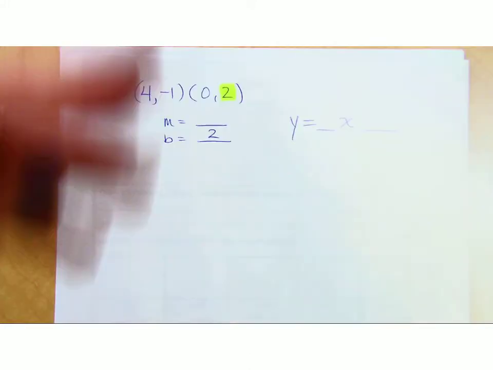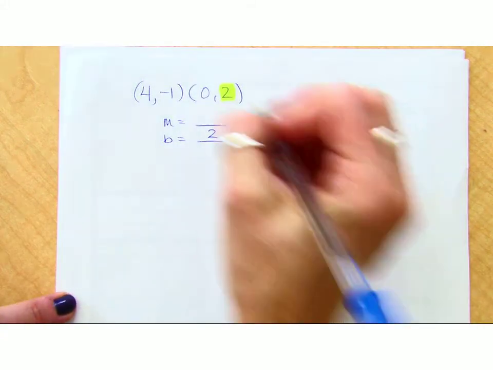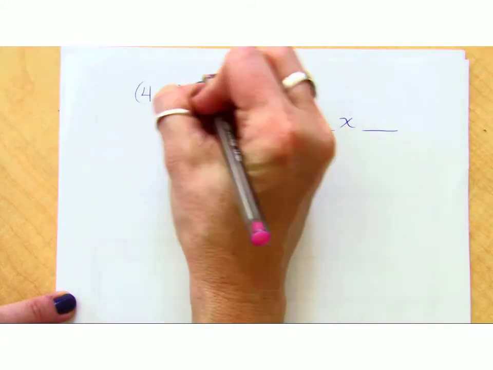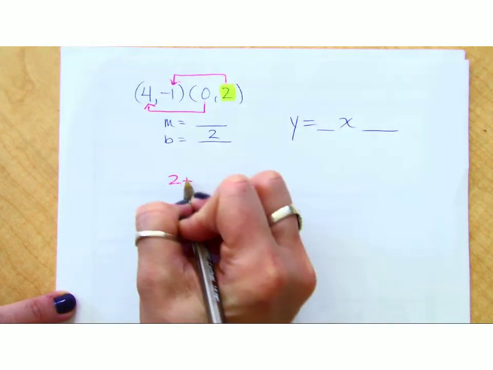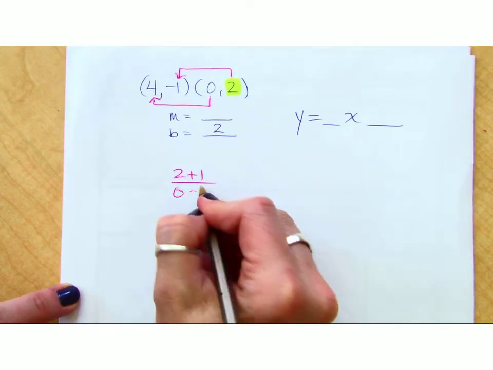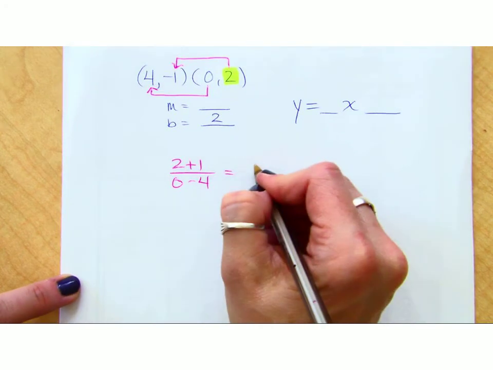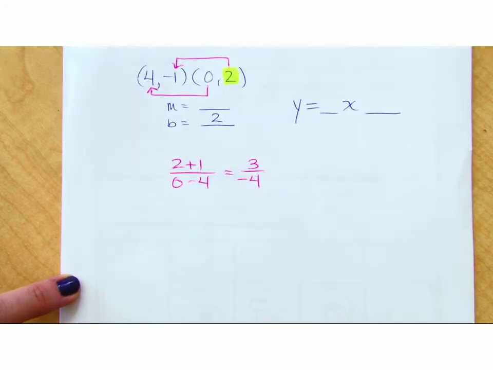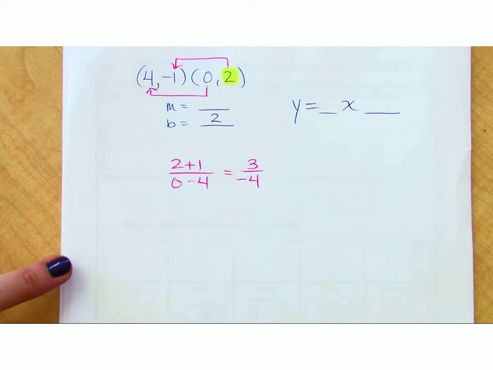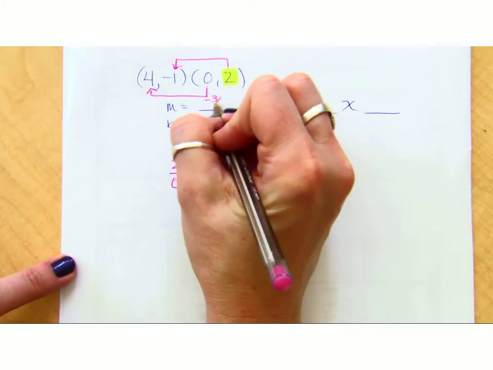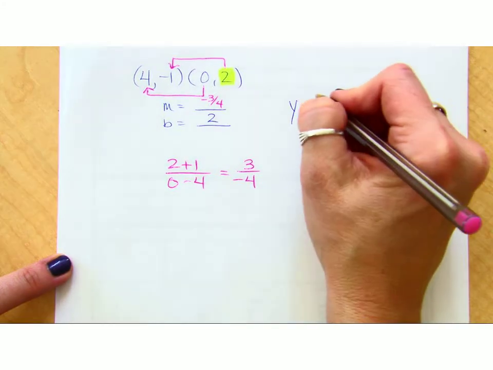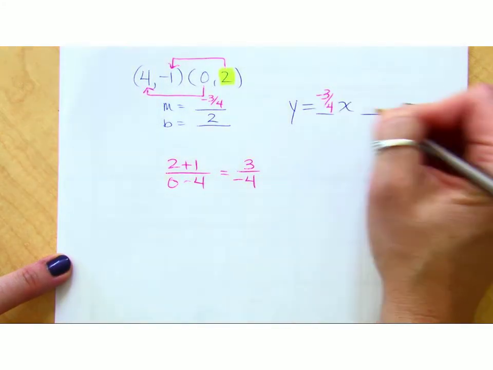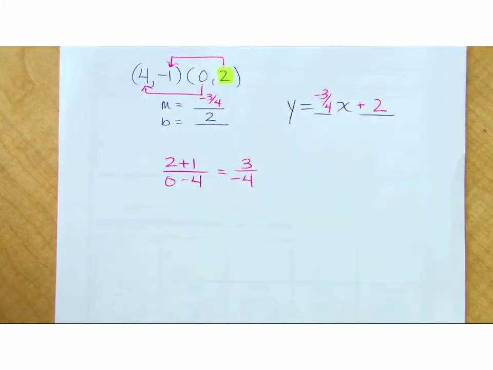That's the formula. Okay, so you are doing 2 minus -1 in your numerator and 0 minus 4 here, which is going to give you 3 over -4, and that is your slope. So when you have -3/4 as a slope and 2 as a y-intercept, your equation is -3/4 x plus 2. Are you good so far with that? Okay, I got to show you one more crazy thing.